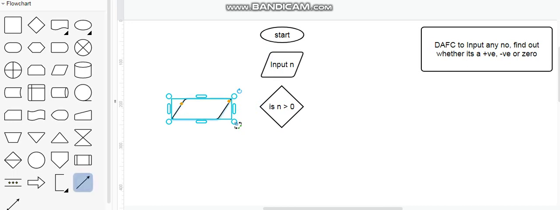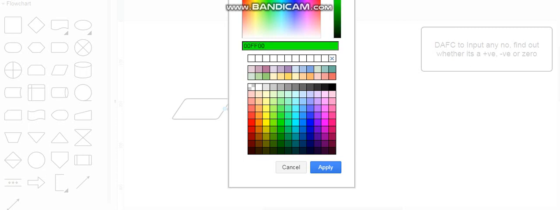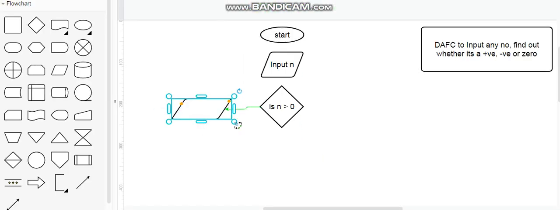Fine. So this is the green side. If it is yes, then we can specify here: display positive. And in the otherwise case, what will happen? If it is no, the negative side, then 0 and negative are both left. If the answer becomes no, then it is negative or 0.